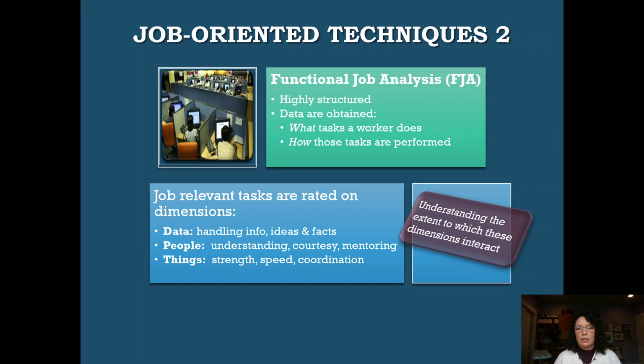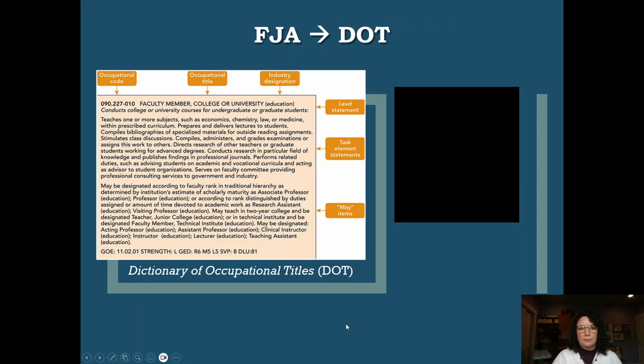It's a highly structured, very quantitative, counting up what's happening and then looking for interactions among the different categories. So functional job analysis was used to develop the Dictionary of Occupational Titles. So my slide title is FJA leads to the DOT, because IO psychologists love initializations.